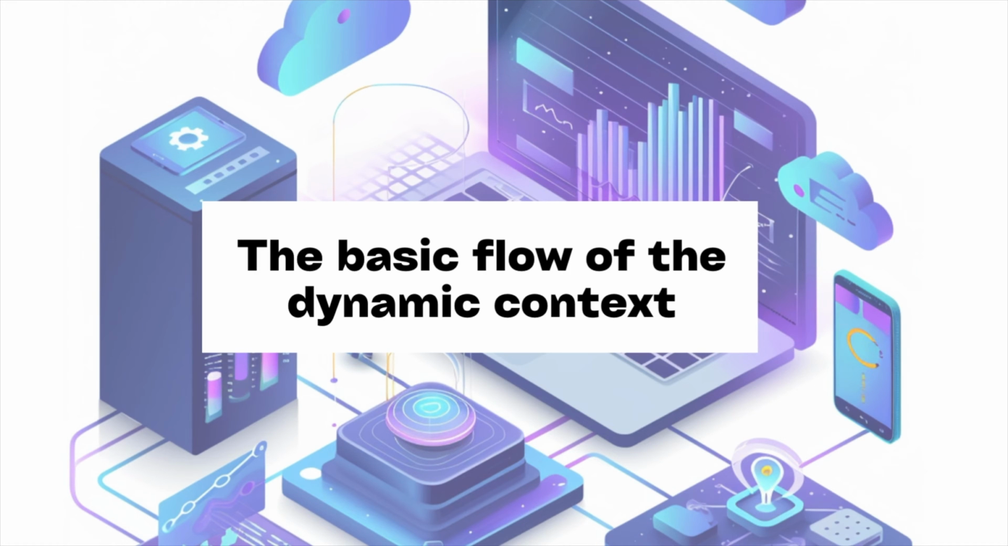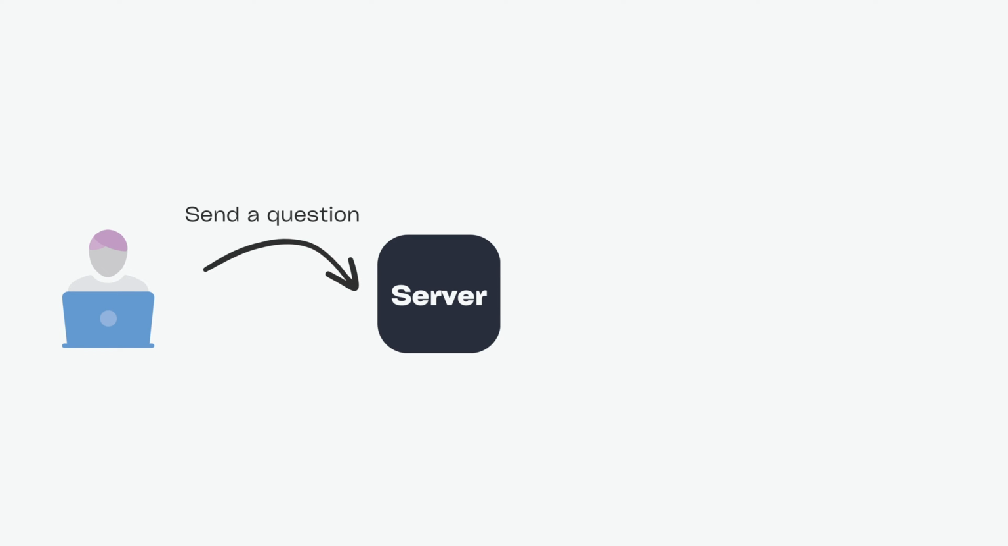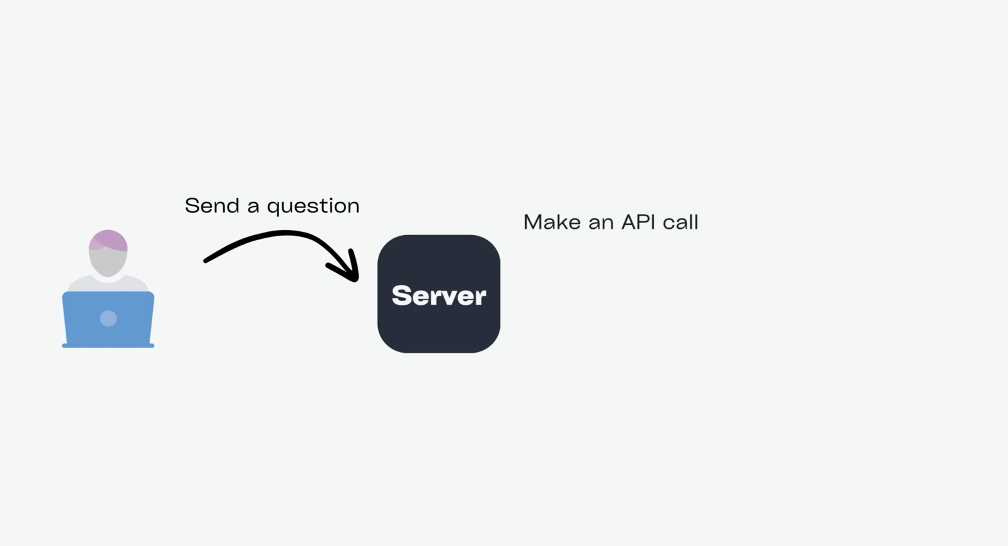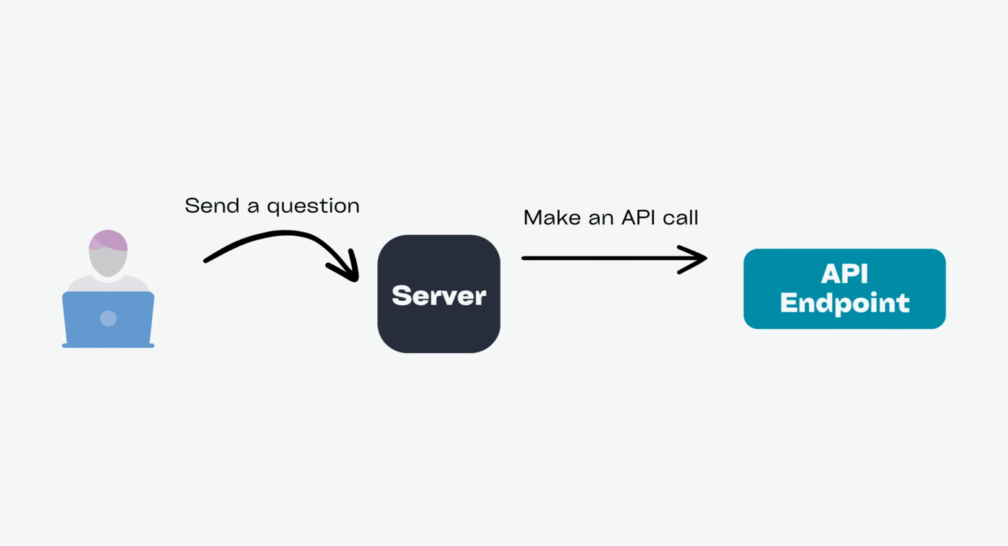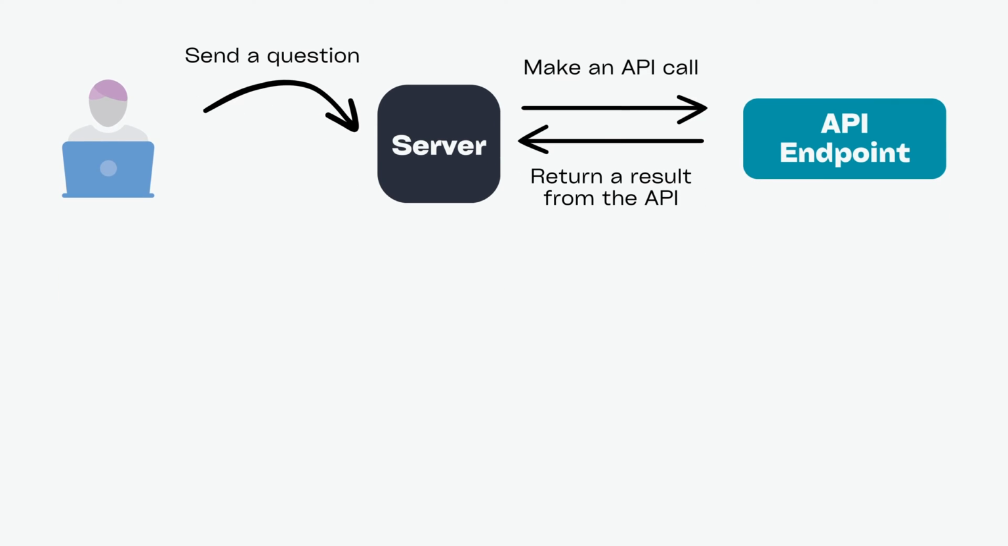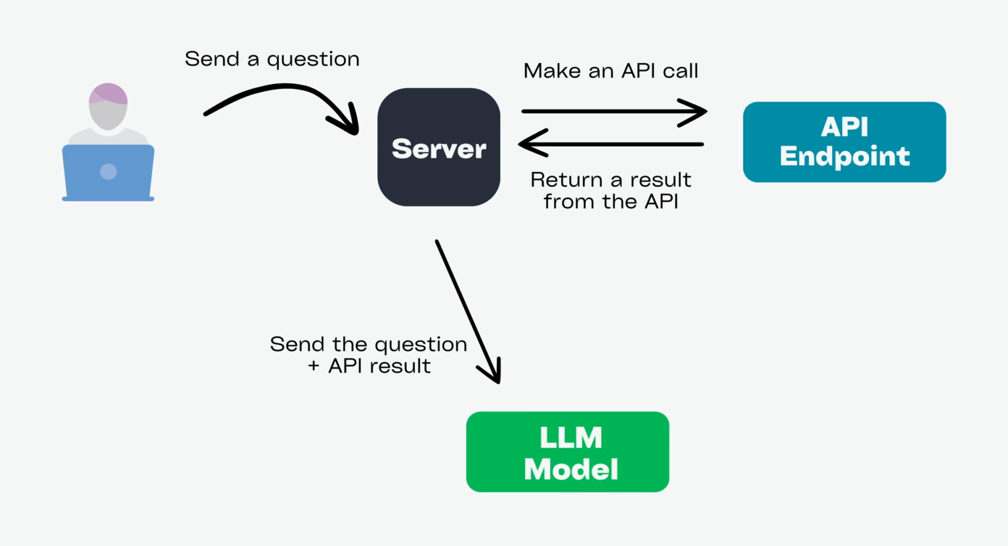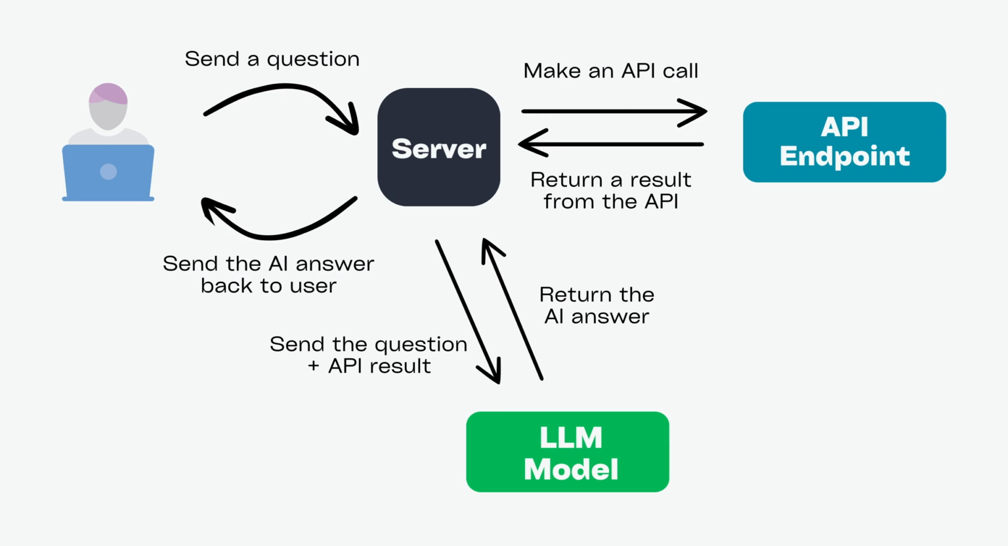The basic flow of the dynamic context works like this. When users send a question, the server, which is TypingMind server, if you're using the cloud-hosted version, or your own server, if it's self-hosted, receives that question. The server then makes an API call to your endpoint URL and receives the result from the endpoint. After that, it sends that result along with the original question sent by users to the selected LLM model. The LLM model processes and returns the AI answer back to the server. Finally, the server sends that answer back to the user.